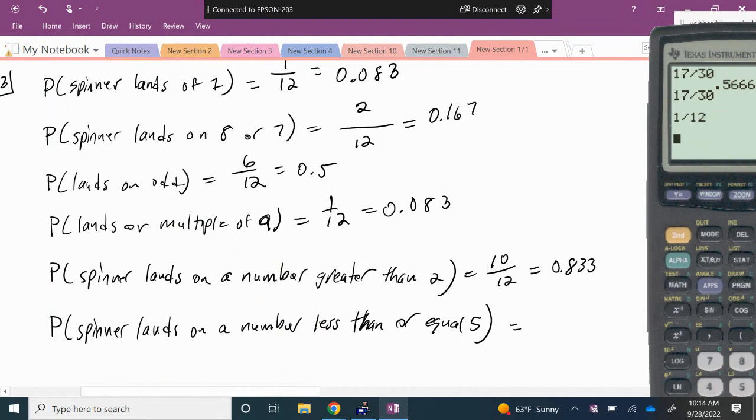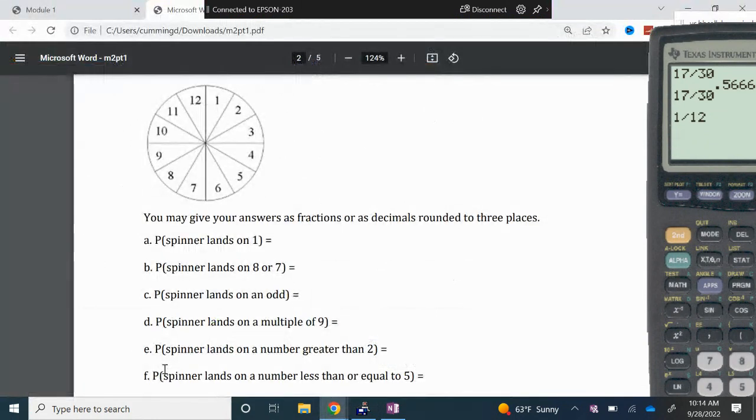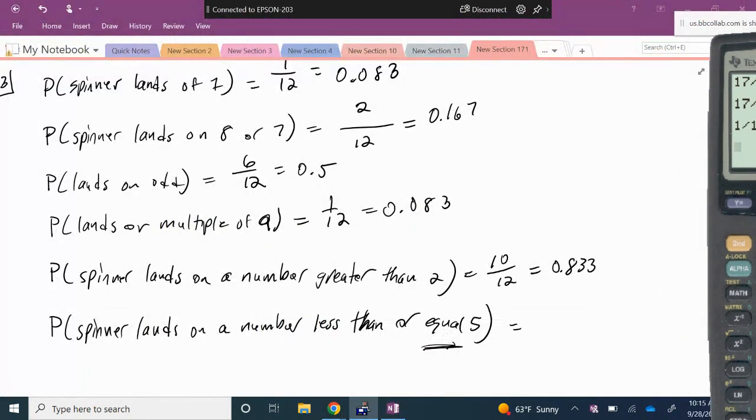So without the word equal to, you don't actually use that number. So if you look at the last one, it says the probability of the spinner that lands on a number less than or equal to 5. So in that case, you would choose 5, 4, 3, 2, and 1, which would give us a total of how many numbers? 5, right? 1, 2, 3, 4, 5. You would actually include 5. So that probability is 5 over 12, which is 0.417.